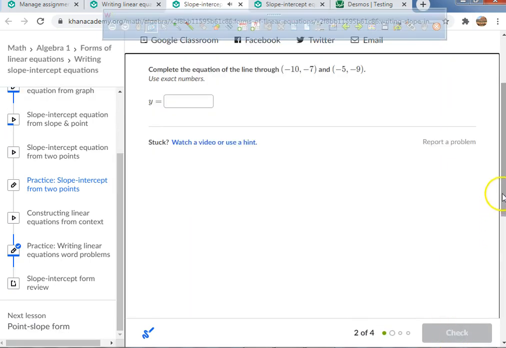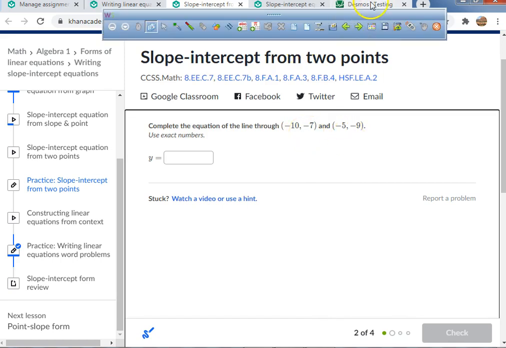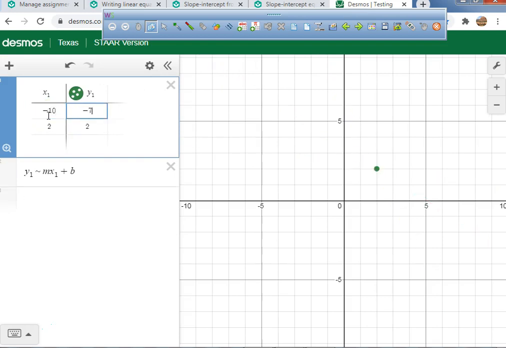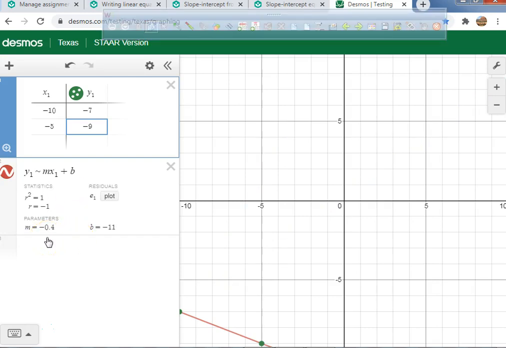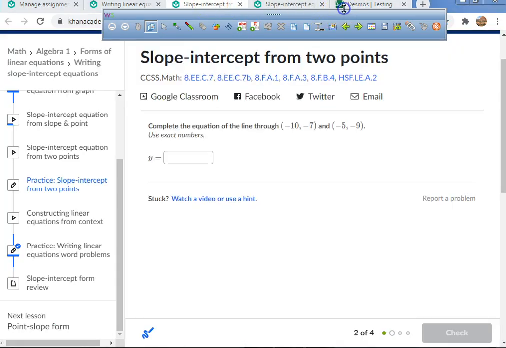Okay, now I'm not going to do this one by hand. I already have the ordered pairs, -10, -7, -5, -9. Try to remember those. Ready? So right over here, I'm just going to type in -10, -7, -5, -9. And automatically, it gives me my slope and my y-intercept if I did everything right. I think I did everything right.